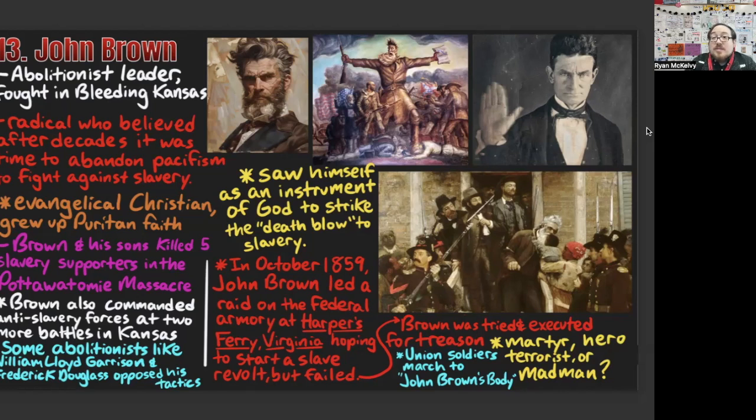And of course, he is going to be arrested, put on trial, and executed for treason because he is taking up arms against the United States, and that is not allowed. And so, for some people, he is a madman and a terrorist, but other people see him as a martyr. In fact, Union soldiers will actually march to a song called "John Brown's Body," because they see him as somebody who is willing to fight and die and risk everything, which he did for the anti-slavery cause.